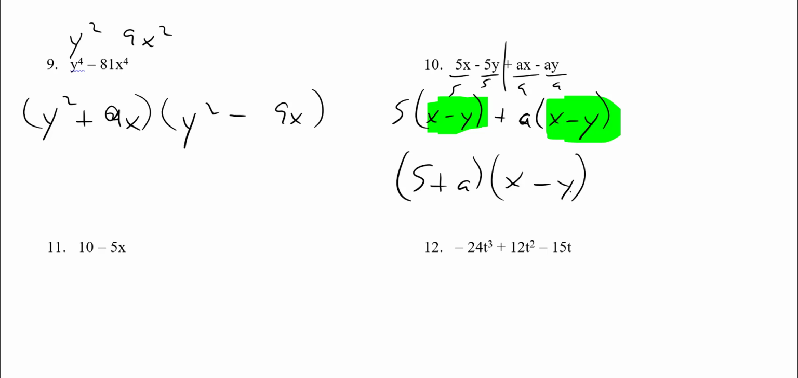Okay? Not bad. This next one, it's just the greatest common factor. In fact, that is 5. So 5 parentheses 2 minus x.